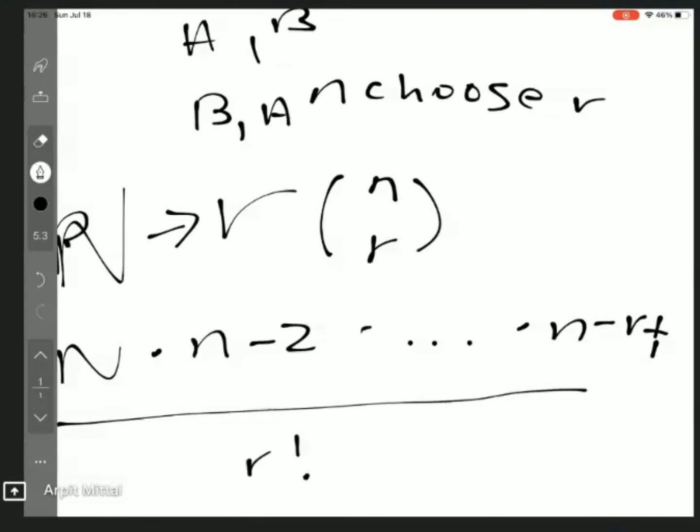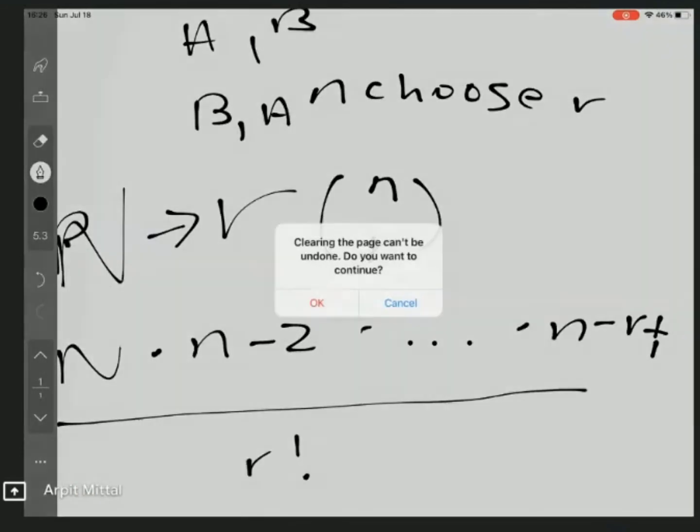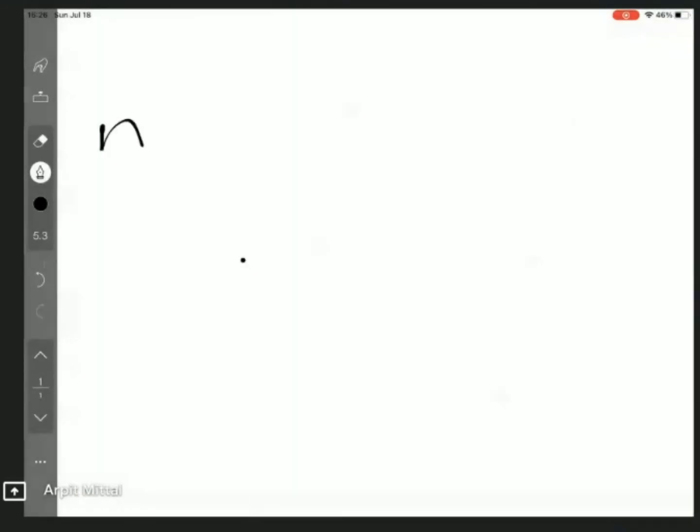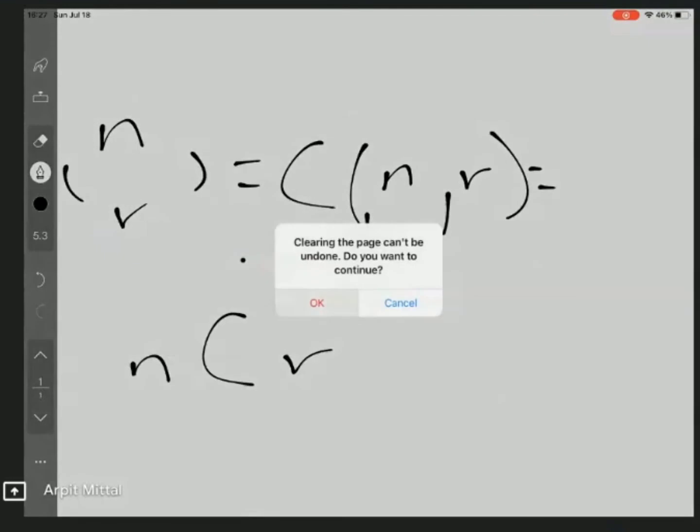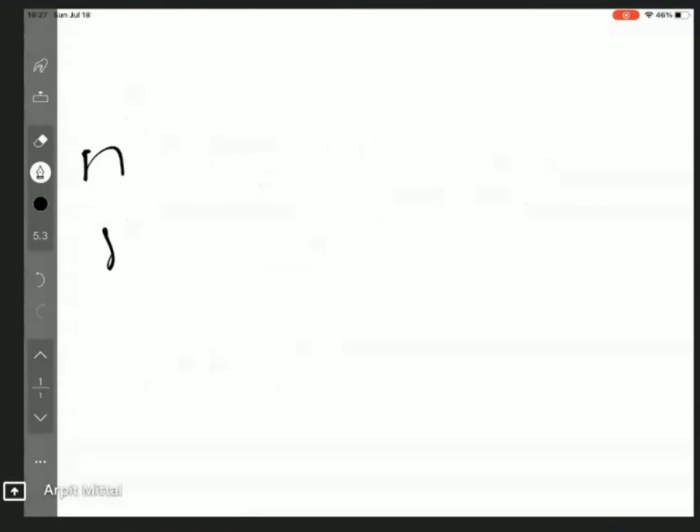And then we can also write N choose R as C(N, R), and we can write this as NCR. The first way will probably be the most common way, but occasionally you will also see the second and third notations being used. So now let's recall that formula that we created for the generalized permutation.